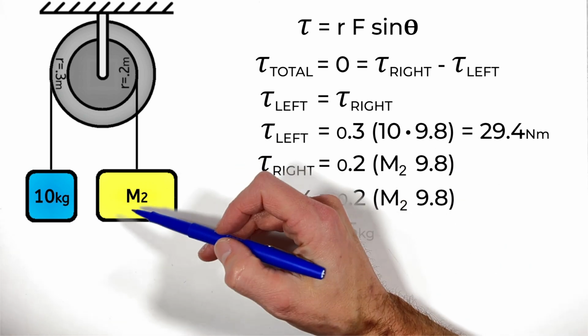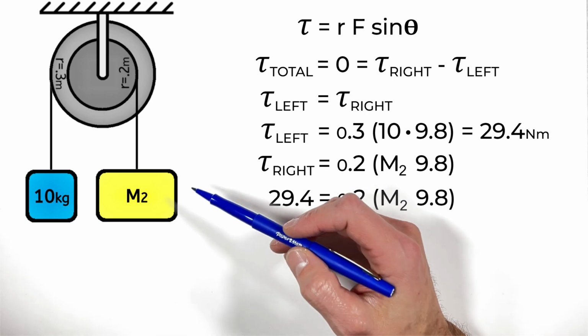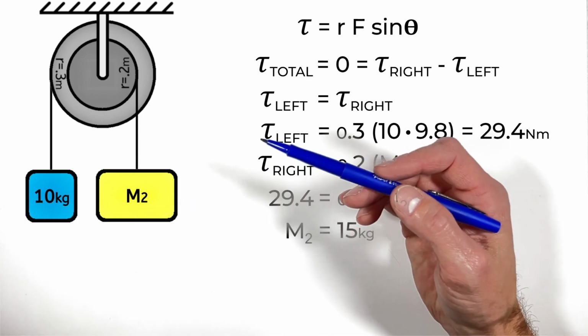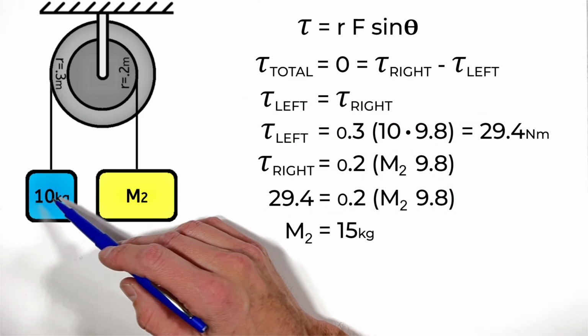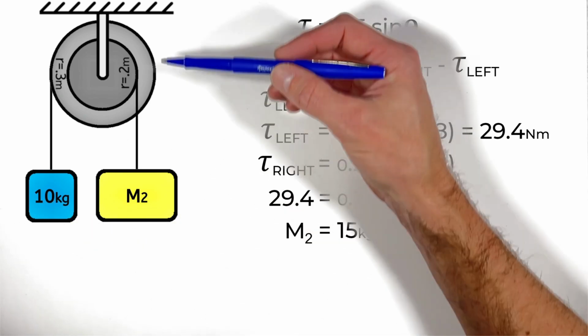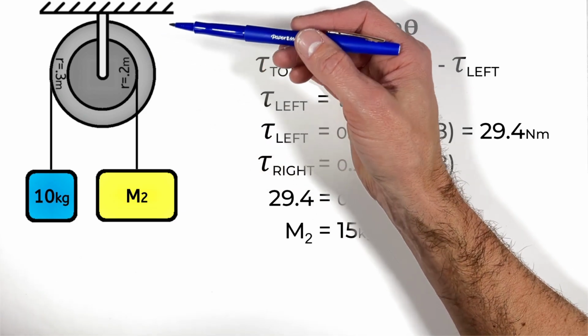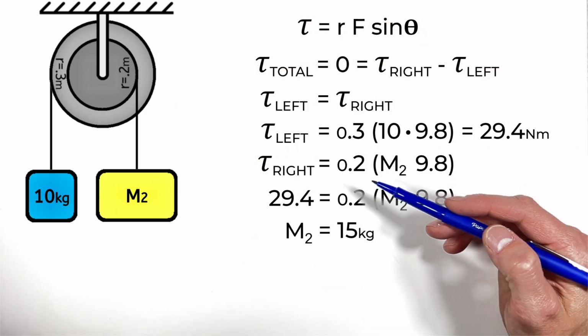So what this means is, if this mass right here, m2, was 15 kilograms, then this whole system is just going to sit in static equilibrium. Even though the two masses have different values, because they're acting on the pulley at different radii, their torques are going to cancel each other out, and nothing's going to move.